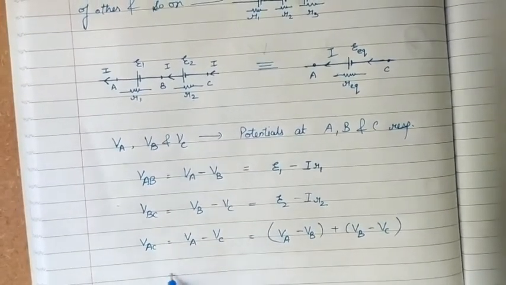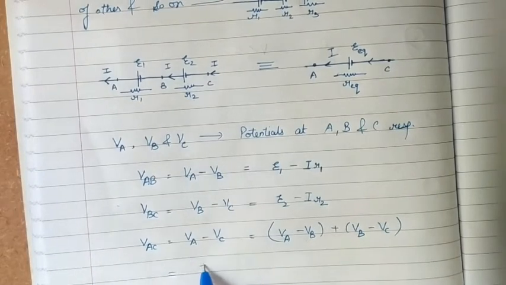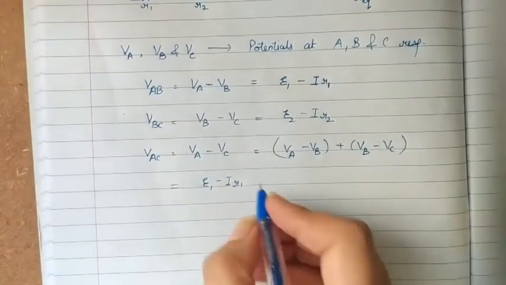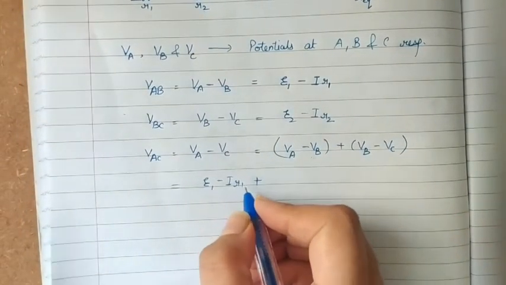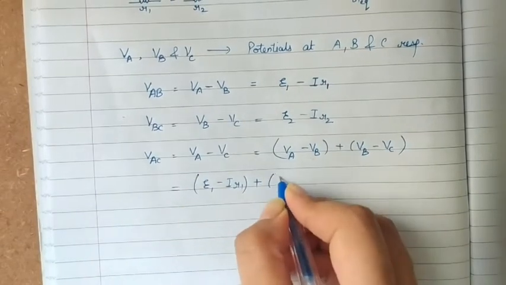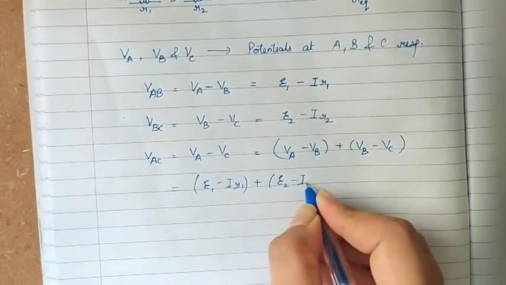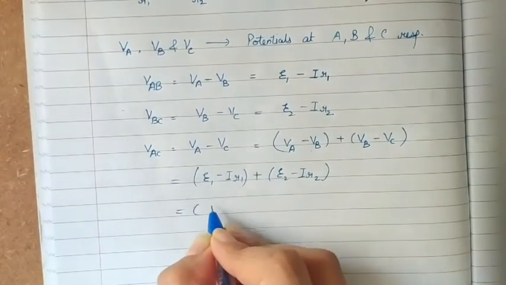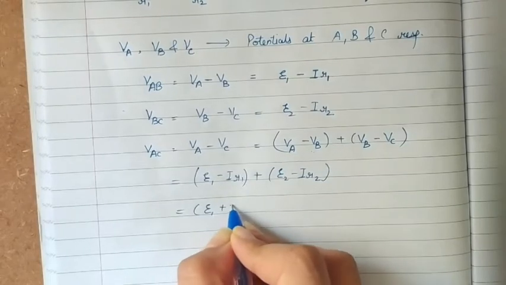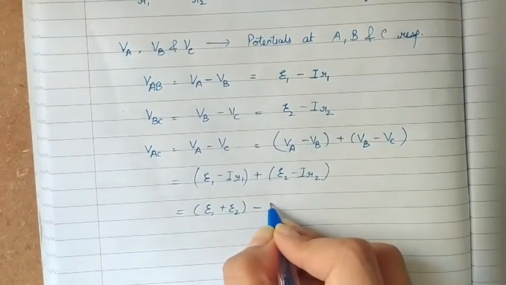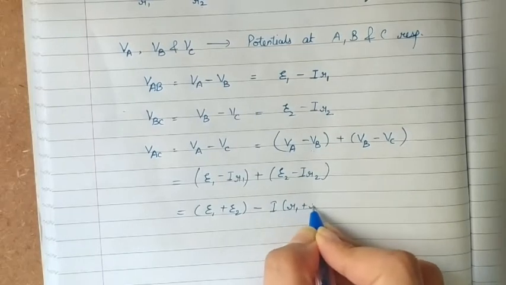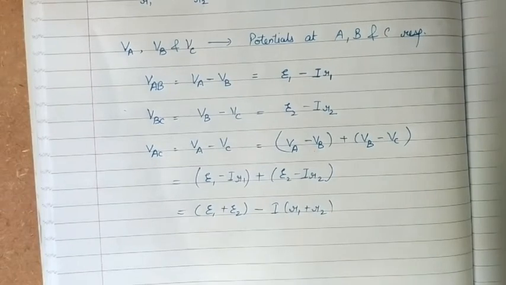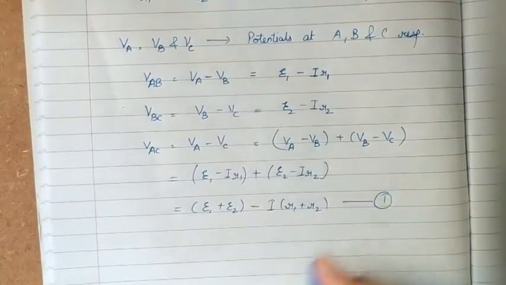So VA minus VB will be equal to epsilon 1 minus IR1, and VB minus VC will be equal to epsilon 2 minus IR2. Now on rearranging, we get epsilon 1 plus epsilon 2 minus I(R1 plus R2). This is equation number 1.